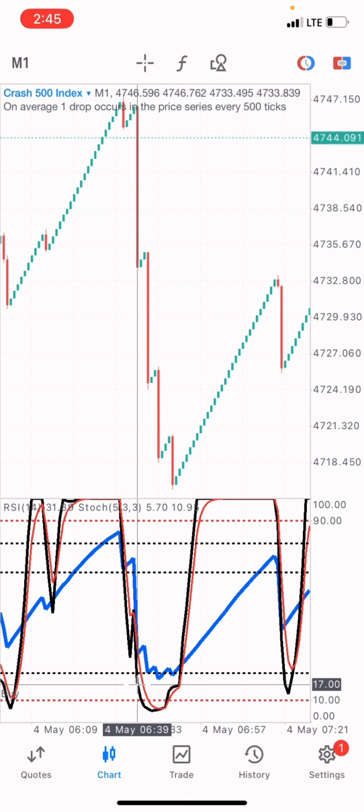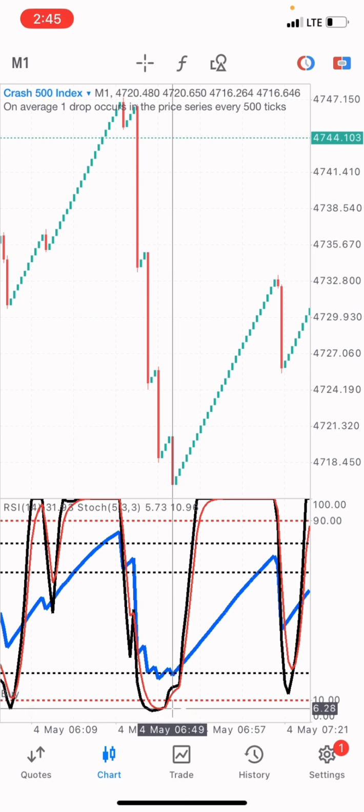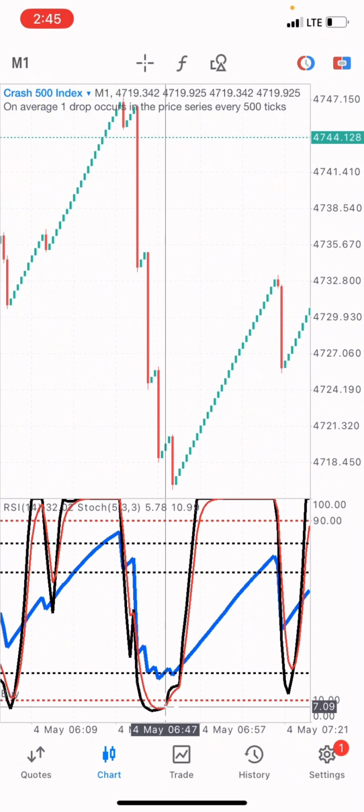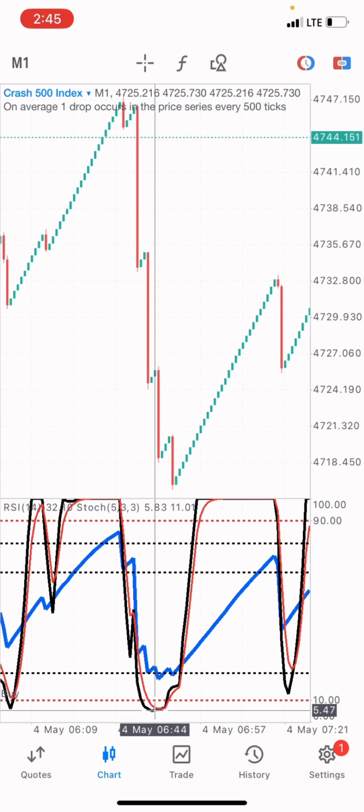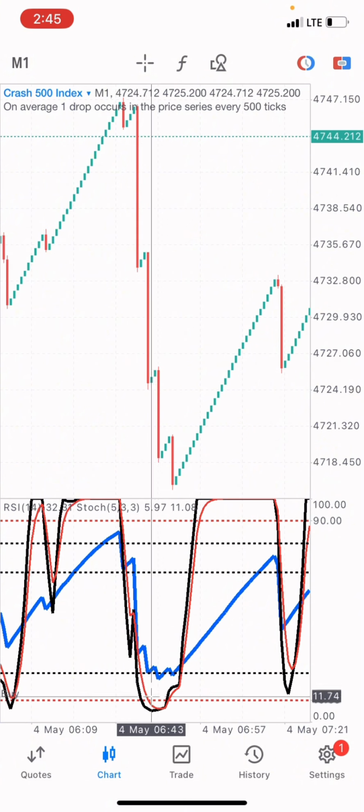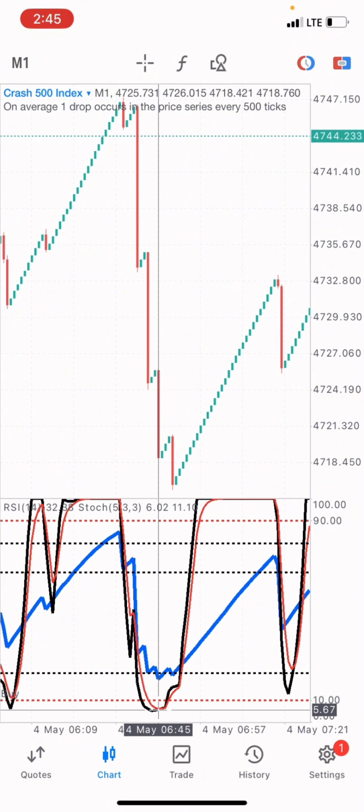So we're seeing at this point that this black line crosses below the level of 10. When it crosses below the level of 10 and they meet at this point, this red line touches this black line at this point right here. So you place a buy. Immediately you see there is a crossing, you place a buy. Immediately there's a crossing at the right side.